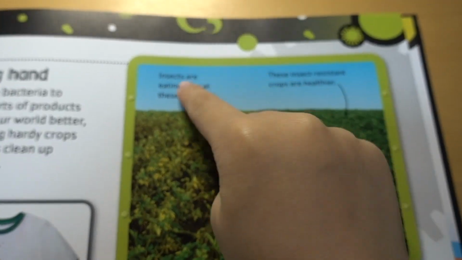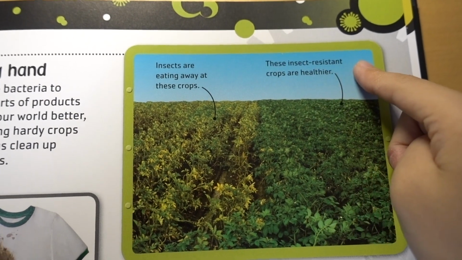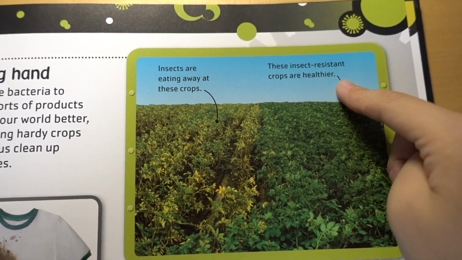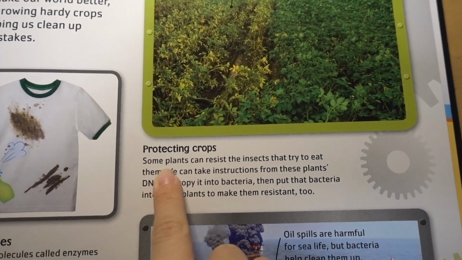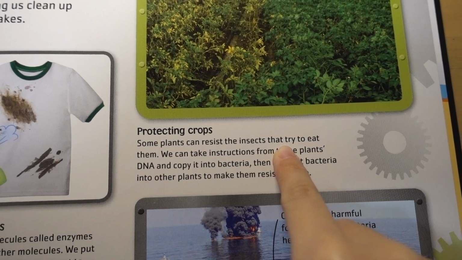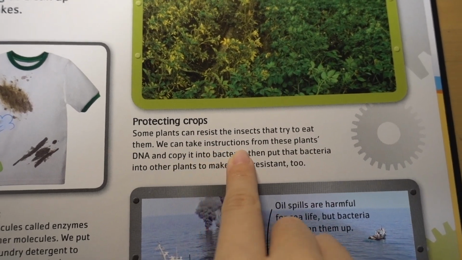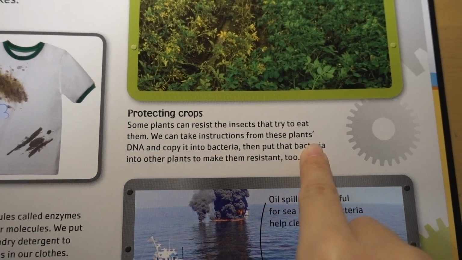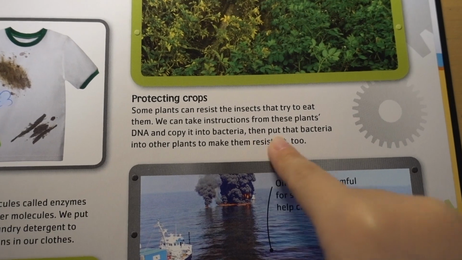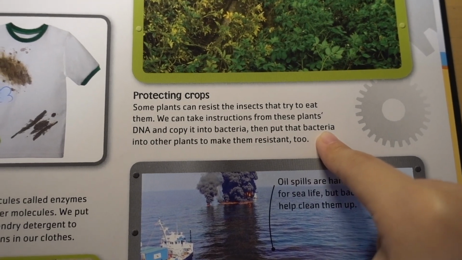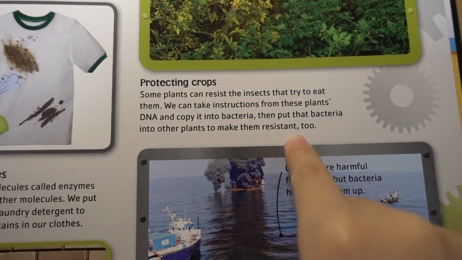Insects are eating away at these crops. These insect-resistant crops are healthier. Protecting crops. Some plants can resist the insects that try to eat them. We can take instructions from these plants' DNA and copy it into bacteria, then put that bacteria into other plants to make them resistant too.